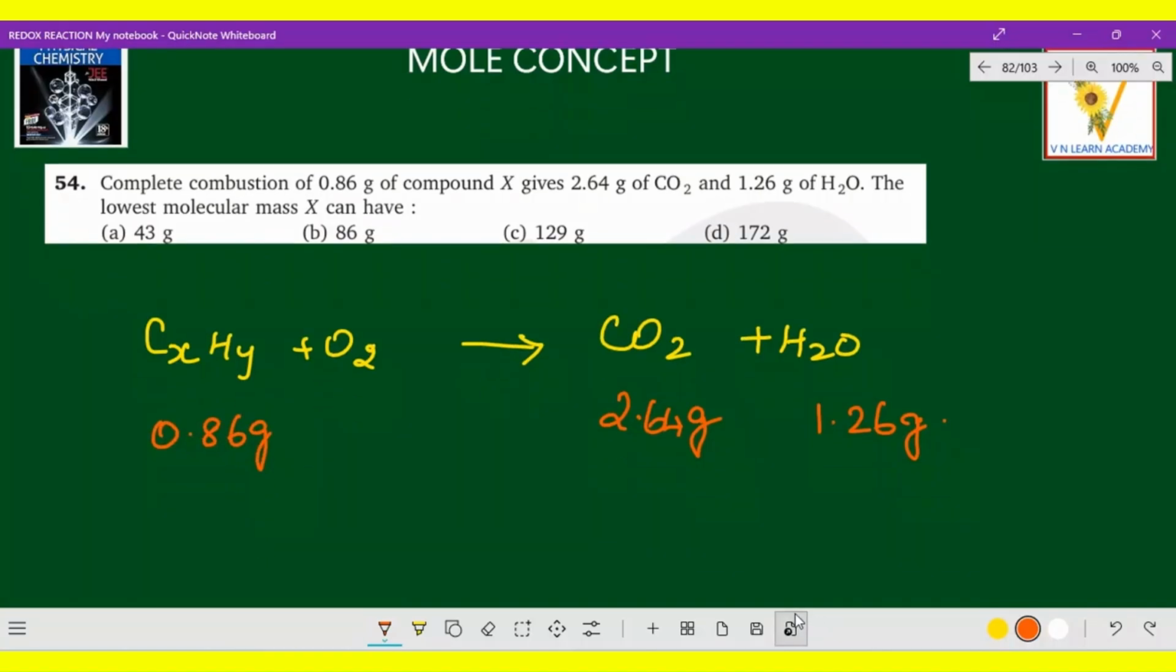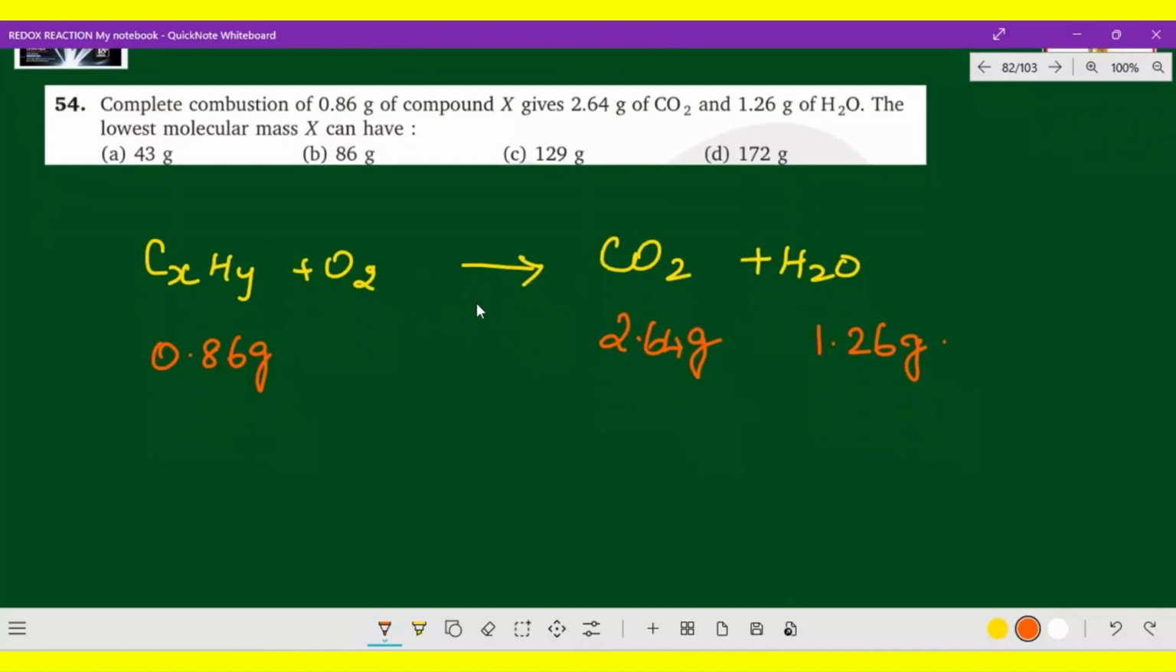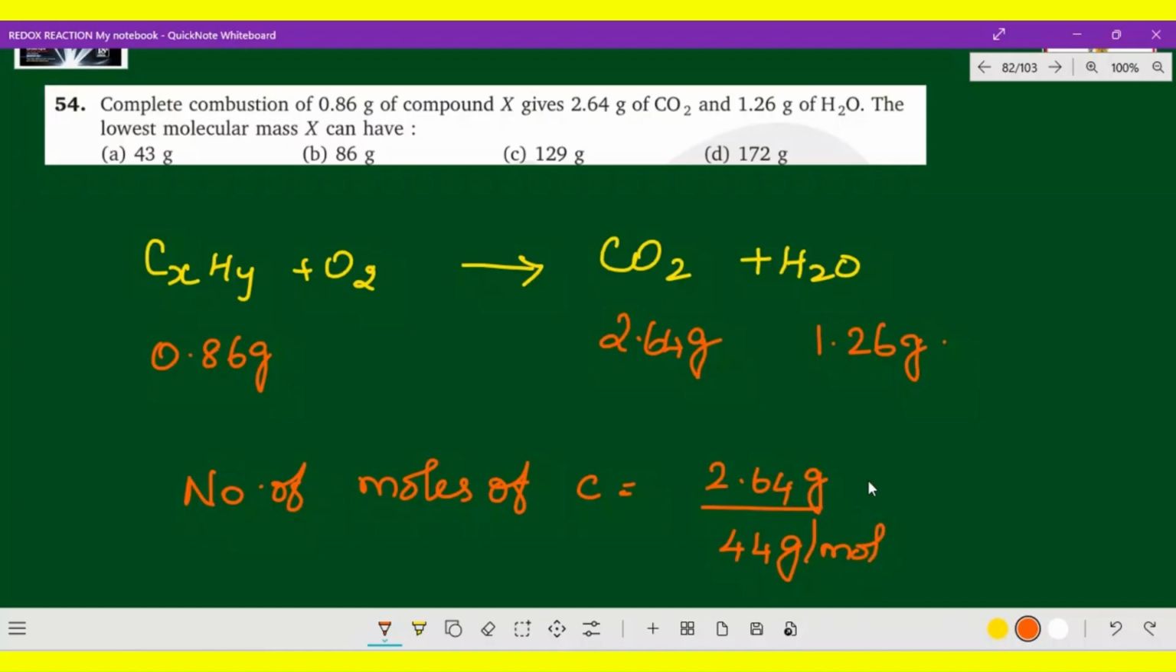Now let us identify the number of moles of carbon and hydrogen so that we will come to know the molecular mass of compound X. Number of moles of carbon, here only one atom is there, but for hydrogen, 2 atoms are available. Number of moles of carbon is 2.64 divided by the molecular mass, given mass by molecular mass, 44 gram per mole. The grams cancel, so you will get 0.06 mole.